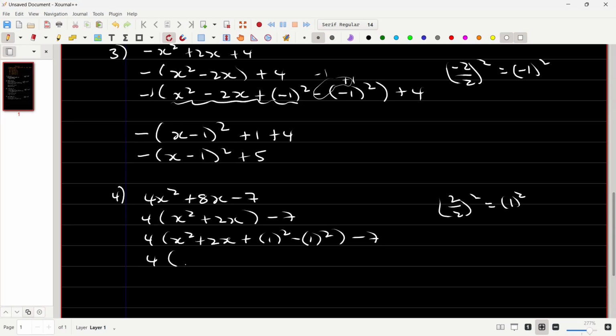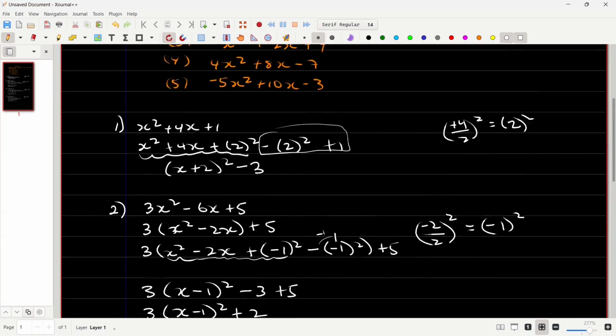And then we have 4 into, well, this is my perfect square here, and that would be x plus 1, close bracket, squared, and then we have here 1 squared is 1, negative 1 by positive 1 is negative 1, negative 1 by 4 is going to give me negative 4, and then we have negative 7, and the answer here is 4 into x plus 1 squared minus 11.